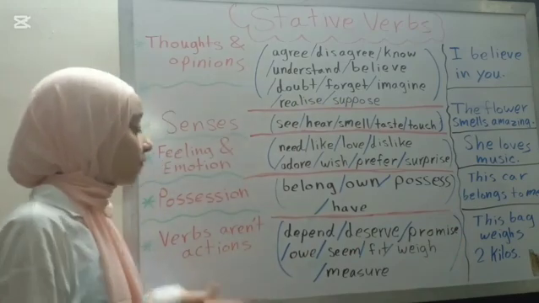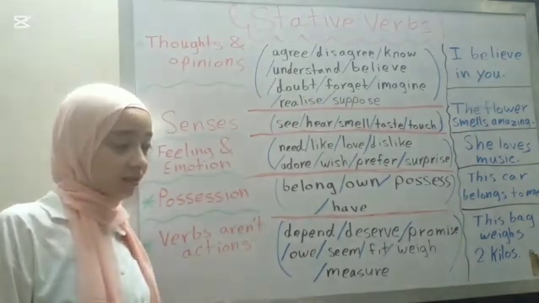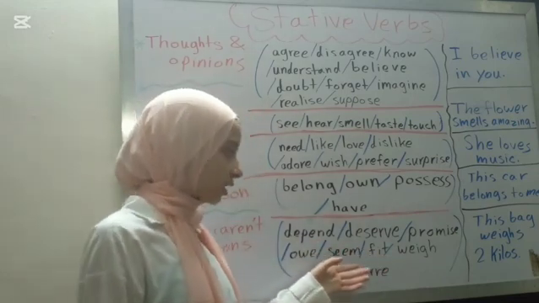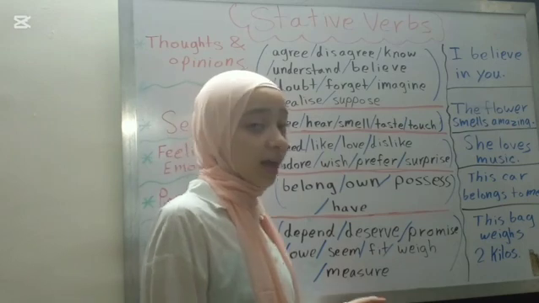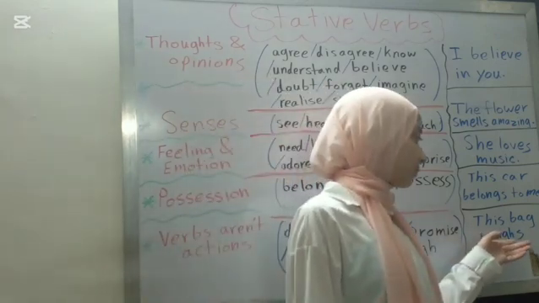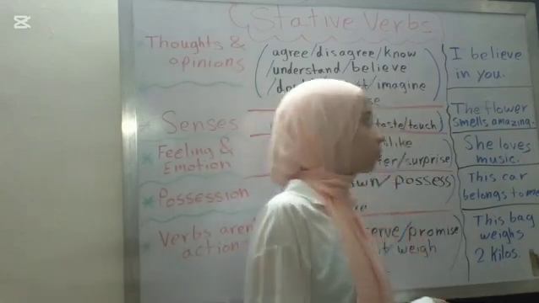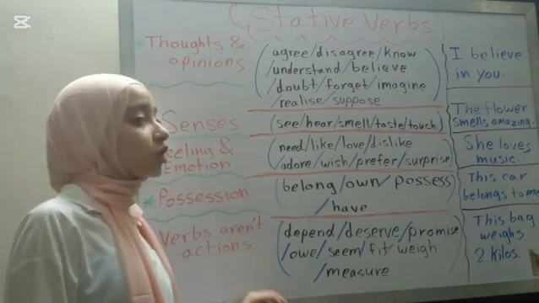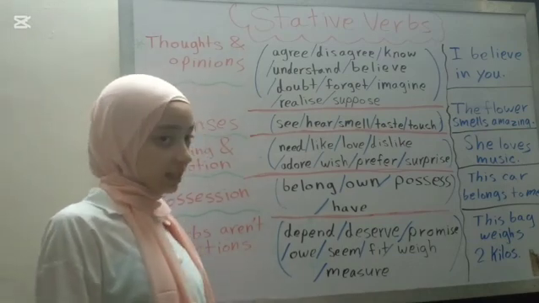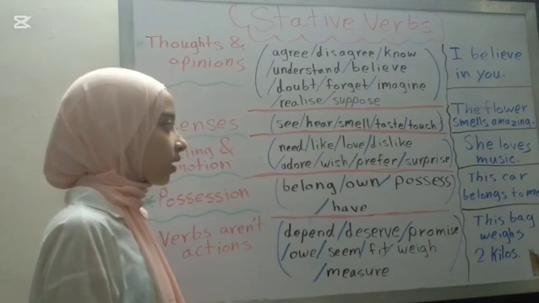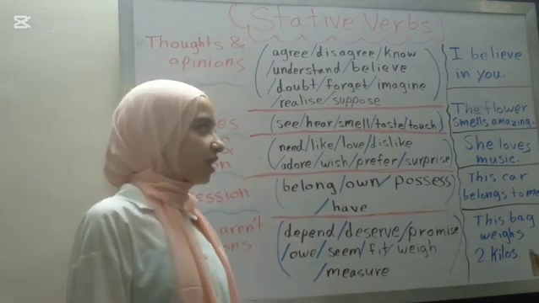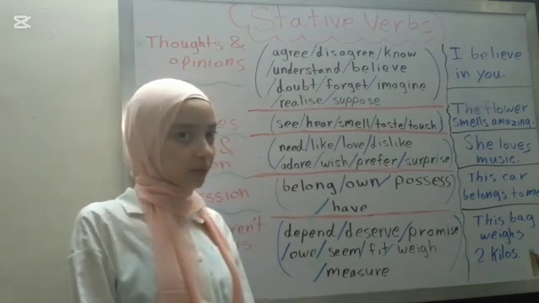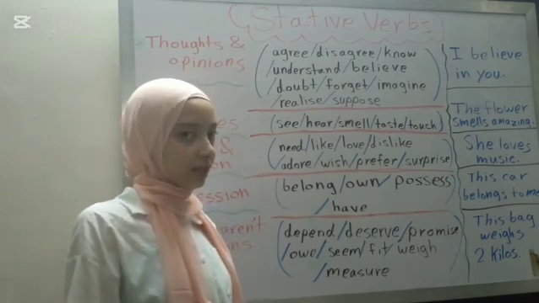The last one is the verbs that aren't actions, like depend, deserve, promise, owe, seem, fit, weigh, measure. And an example of them, this bag weighs 2 kilos. All these verbs are stative verbs that we usually don't use in continuous tenses. These aren't all the stative verbs, they are the most common stative verbs that we use in our daily life.